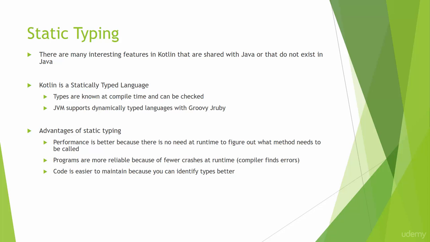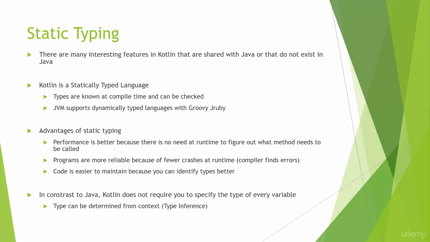Code is also easier to maintain because you can identify the types better. Now this has to do more with strongly versus weakly typed languages, but if you look at the code and you see data types that are associated with variables, it's easier to follow the code. Dynamically typed languages tend to be more loosely typed versus static typing that are more strongly typed, but that's not the case. They're two unrelated concepts.